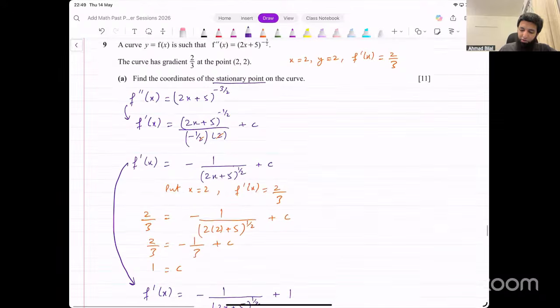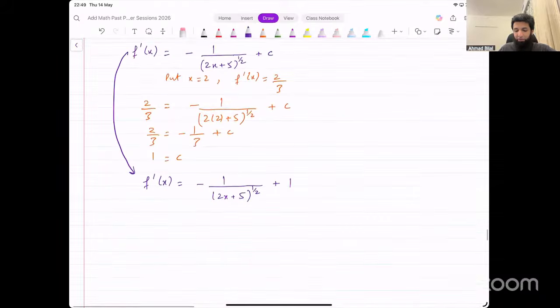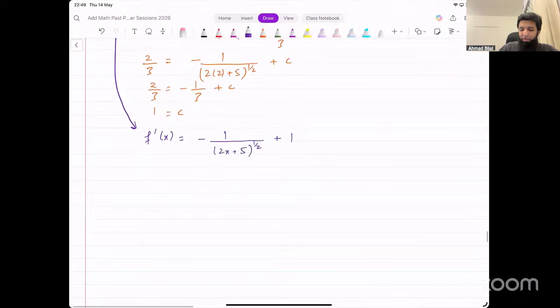Now, we are looking for the coordinates of the stationary point. To find the coordinates of the stationary point, we have to put this derivative equal to 0, solve that equation, and that is going to give us the x coordinate of the turning point. To find the y coordinate after that, we also need the original curve. So we would have to integrate this again. You can either do that right now, or you can do it at the end after you found the x coordinate of the turning point. That's your choice. I'll do it at the end.